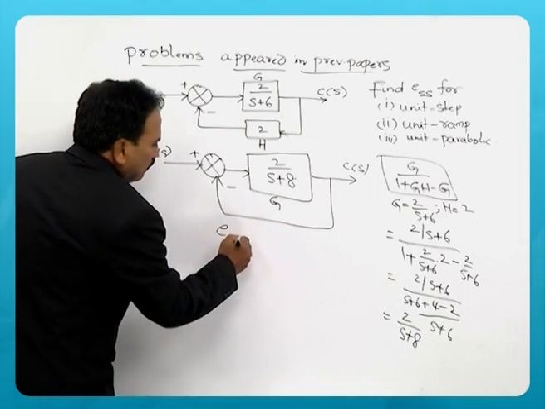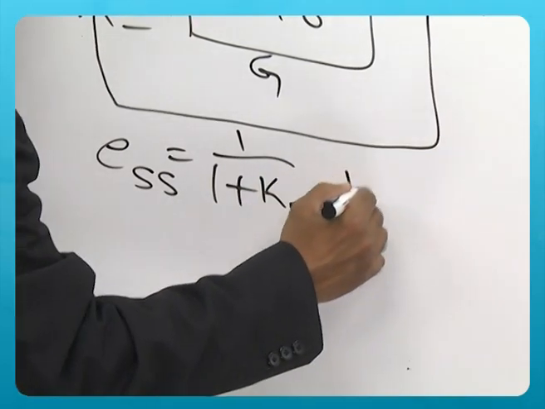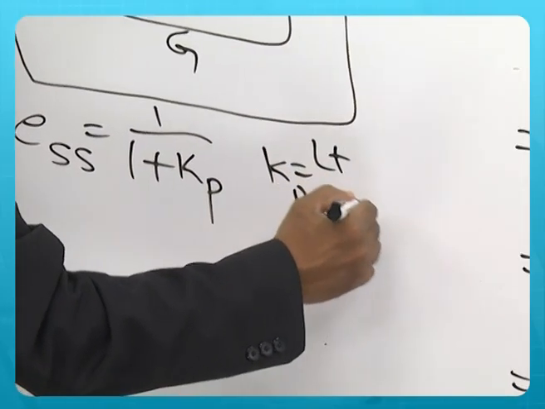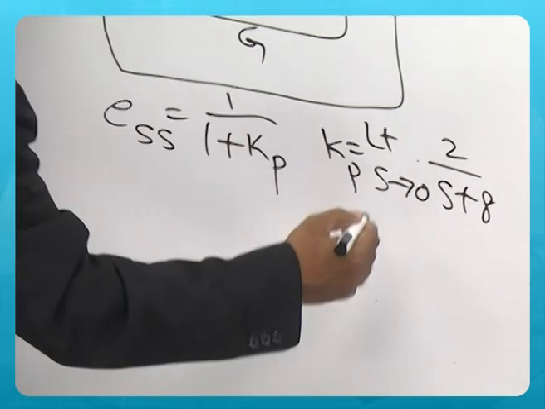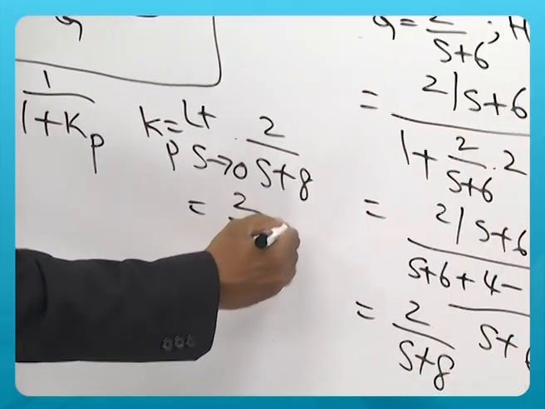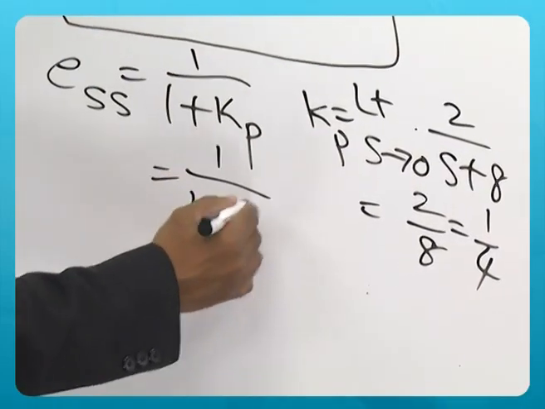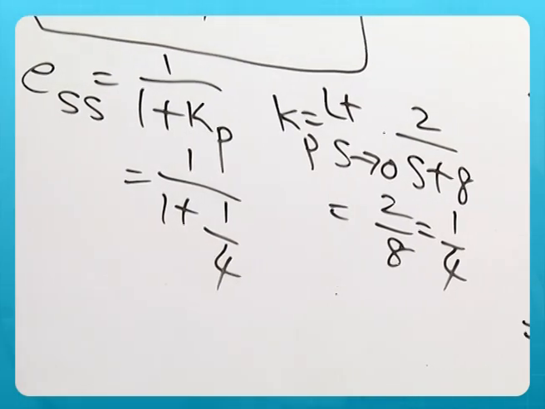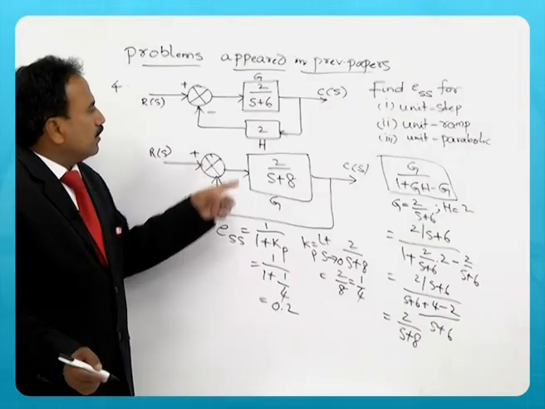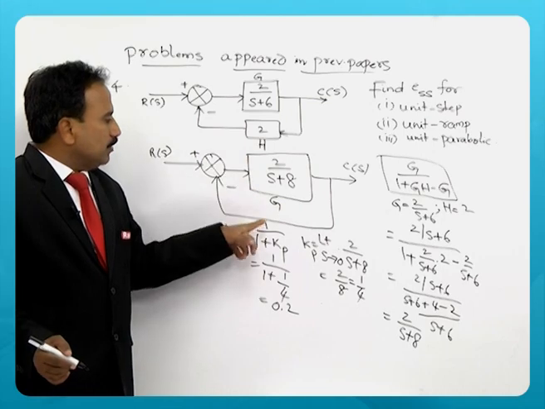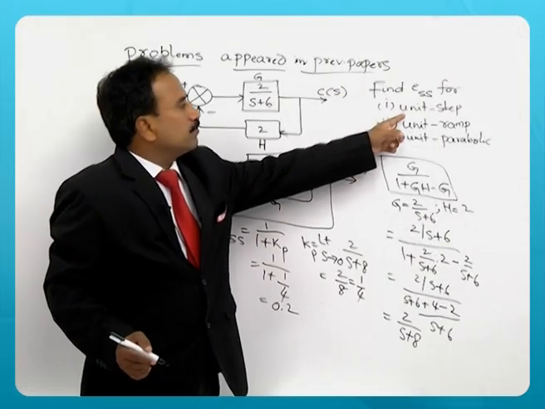Again using the formula ESS is equal to 1 by 1 plus Kp, where Kp is limit s tending to 0 of 2 by s plus 8. So, this becomes 2 by 8, which means 1 by 4 is the Kp, that you need to substitute here: 1 by 1 plus 1 by 4. So, this will be 0.2. So, the steady state error for a non-unity feedback control system is to be calculated in this way, and you have got 0.2 steady state error for unit step input.